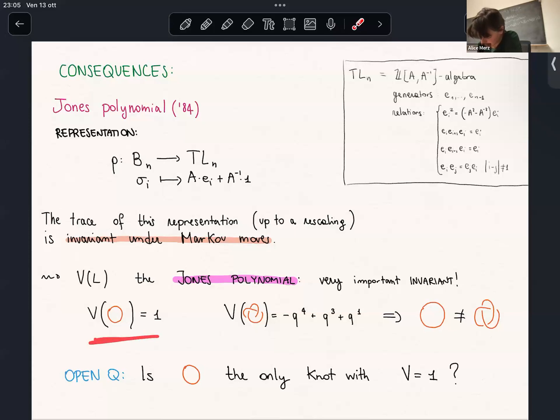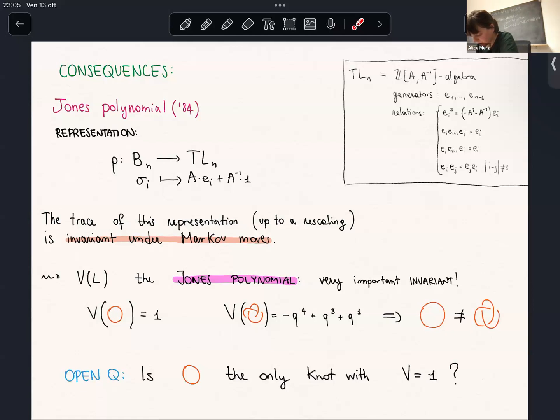And we see here that the trivial knot is just 1 as Jones polynomial, while the trefoil knot has this Jones polynomial. And hence, this is a proof that these two knots are actually different. So we see an example of how to distinguish knots in this case.